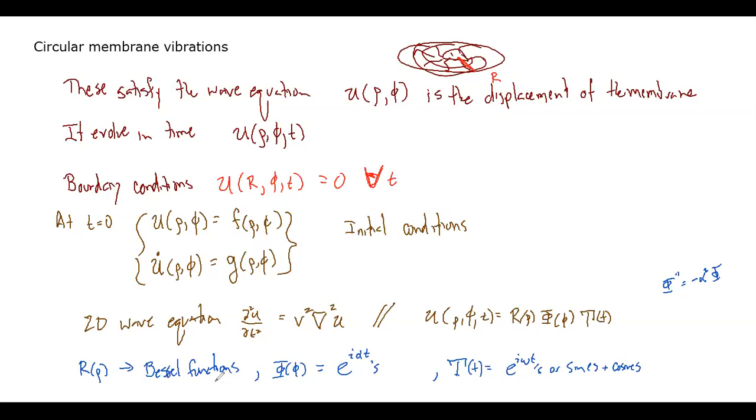So therefore, and this is it, we weren't cheating anything. This is really the general solution of the differential equation. We're going to have a sum over three so-called quantum numbers.